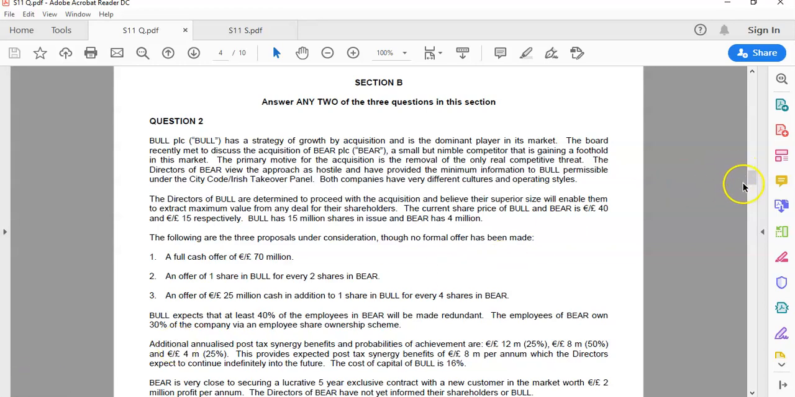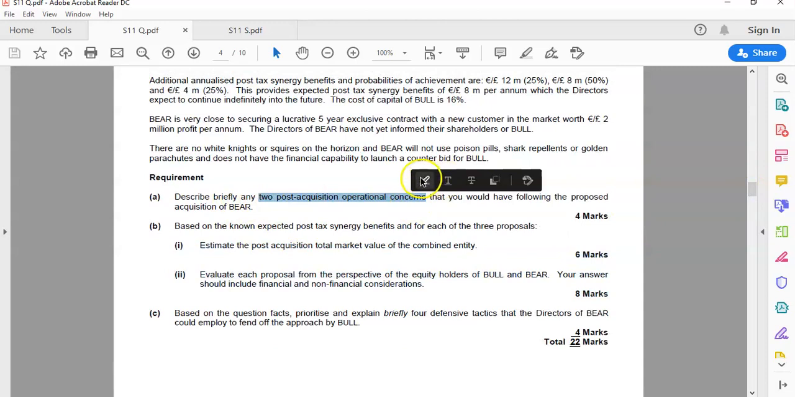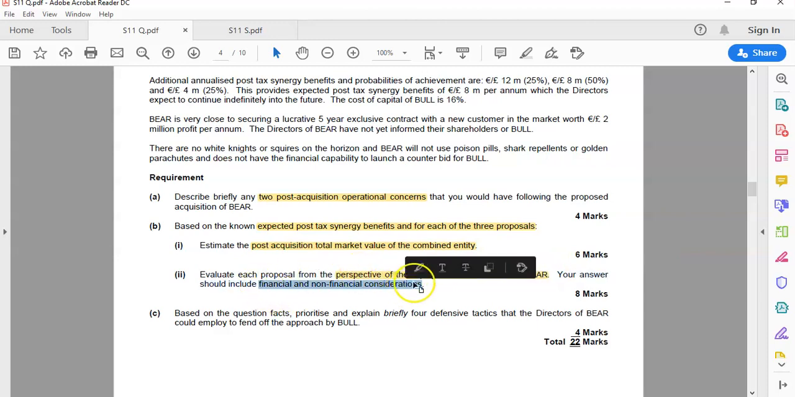So this is an optional question this year for 22 marks, so about 44 minutes. Describe briefly two post-acquisition operational concerns, so 2 by 2 marks. Then the calculations are based on the expected post-tax synergy benefits, and for each of the 3 proposals, which you will see are 3 different consideration proposals, a mix of equity, cash and debt. Estimate the post-acquisition total market value of the new, combined entity, and then evaluate it from the perspectives of the disposing shareholders and the acquiring shareholders. Include financial and non-financial considerations.